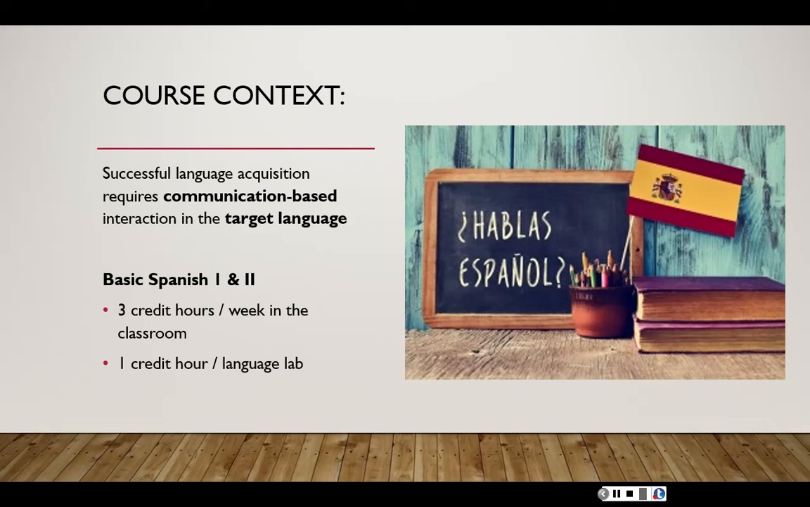At Temple, it's a 4-credit course. 3 hours a week, they're in the classroom. I put it in quotes, it's the lecture component of the course. It's not at all a lecture, it's just how Temple codes them.